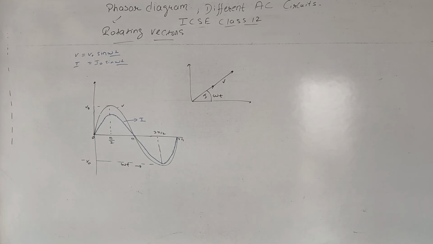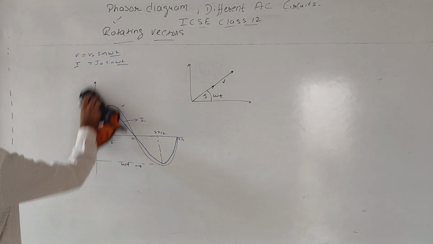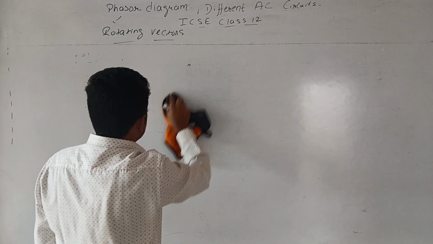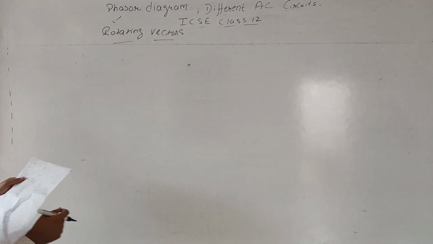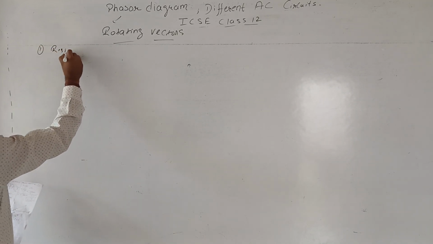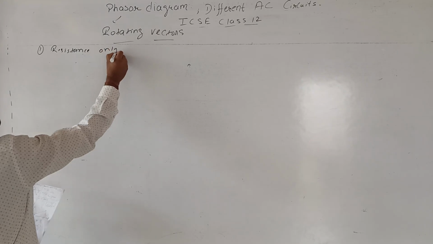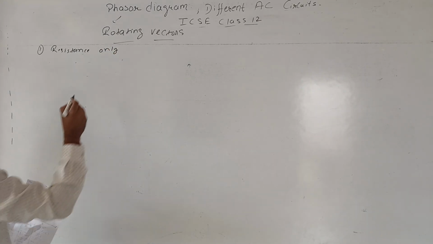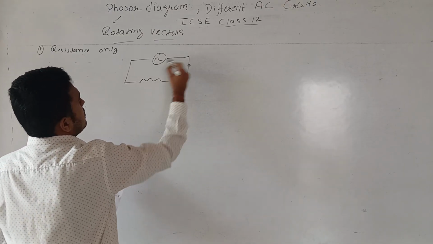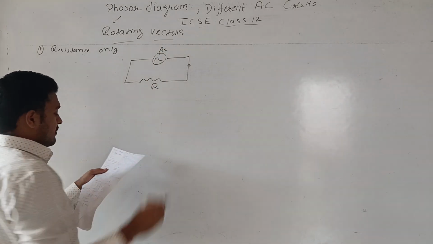Now we will do the phasor diagram for different types of AC circuits. There are around 4 to 5 alternating circuits which we are going to discuss. We'll make a phasor diagram for each and every circuit. So our very first circuit is the resistance only circuit. In the resistance only circuit we have a source of AC current and we have a resistance R.